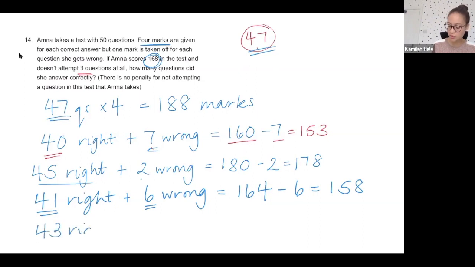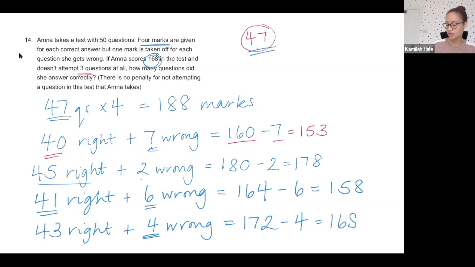And then a few of you have given me the answer 43. 43 right, which means you get how many wrong? Get 4 wrong. So 43 times 4, she'd get 172 marks. And then she'd lose 4 marks because she got 4 wrong, and you get 168.